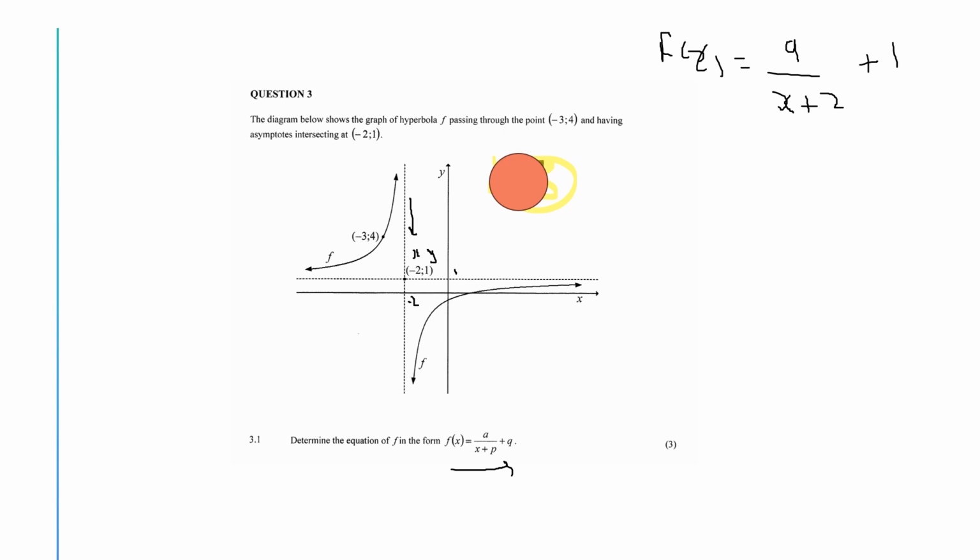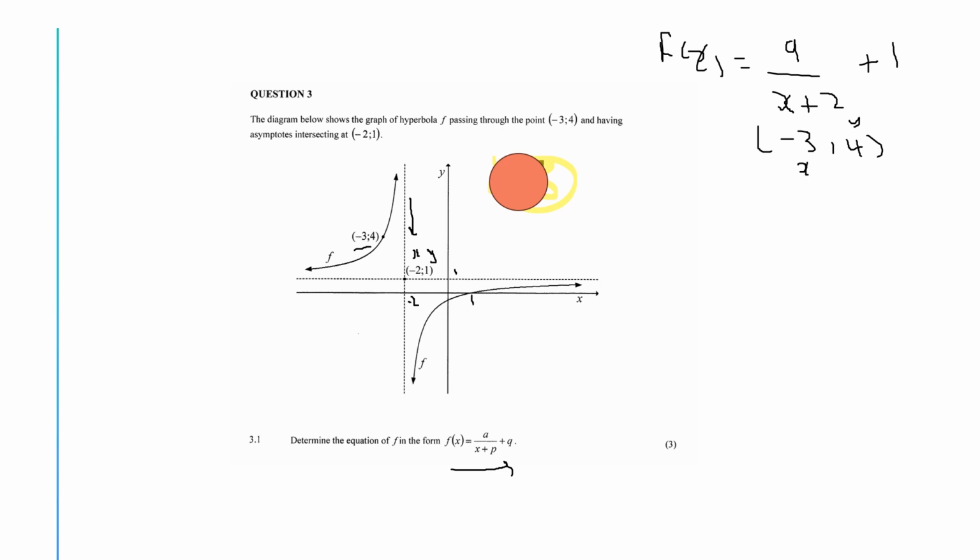And then are we given a point? We don't have the point where it's cutting here, but we're given a coordinate there on the graph, which is (-3; 4). That will be our coordinate. So x is -3 and then y is 4. We're going to need that coordinate to draw the graph. Remember, this is y, this is x now.